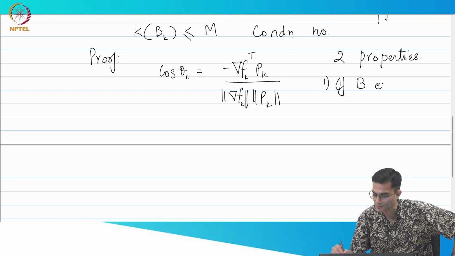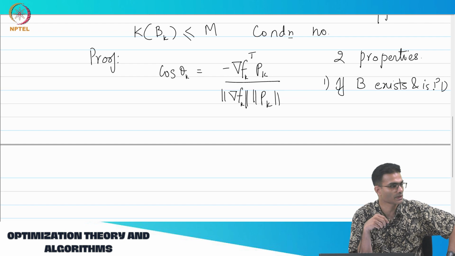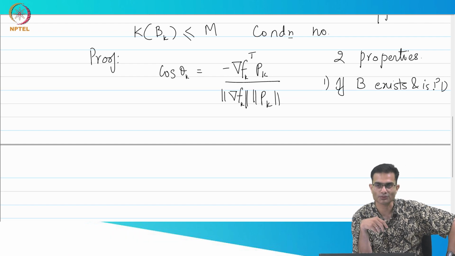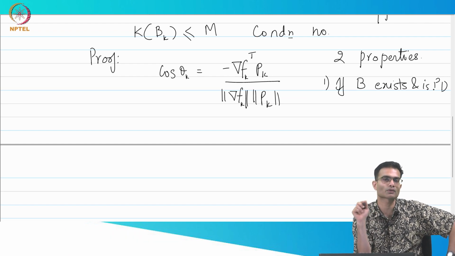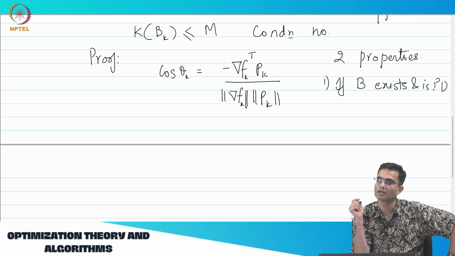If this exists and is positive definite, supposing the matrix B or B_k exists and it's positive definite, can we say anything about square root B? Will it also be positive definite? First of all, what do I mean by square root of a matrix? Does it make sense?